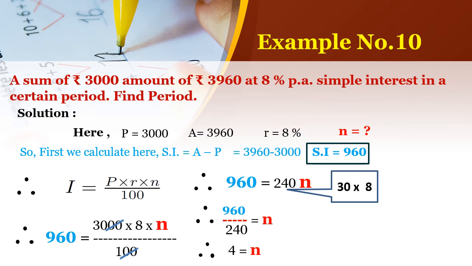This type of example you can also solve using the formula A is equal to P in bracket 1 plus R N upon 100. But this is also a very easy method. You can calculate R also, N also, P also, and I also. So you can also use this method instead of the second formula.